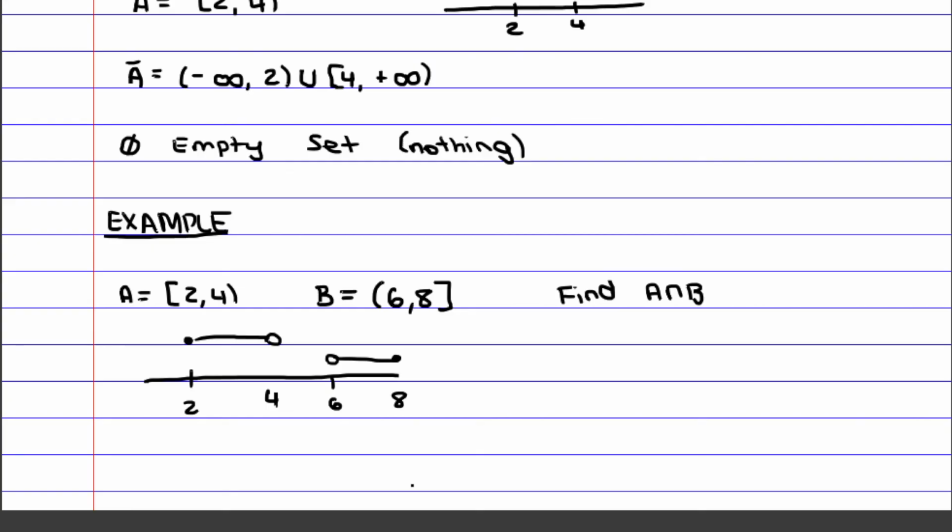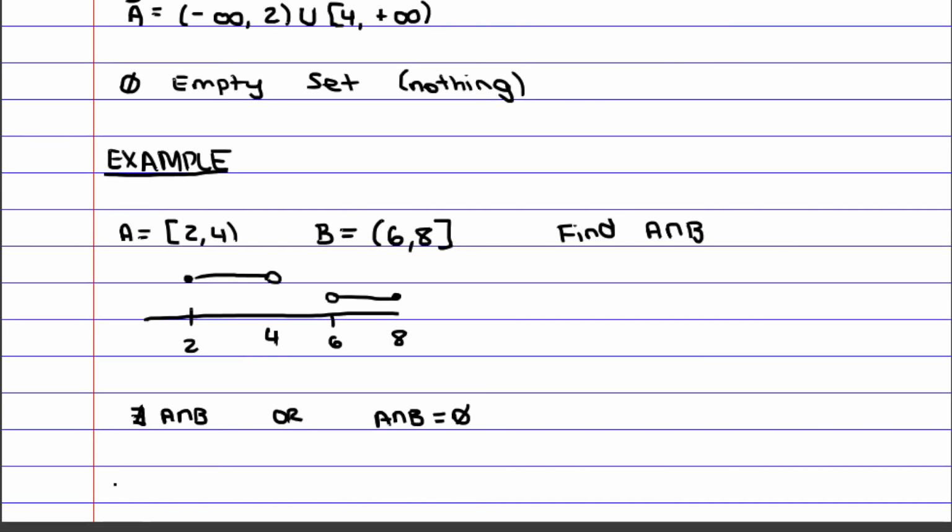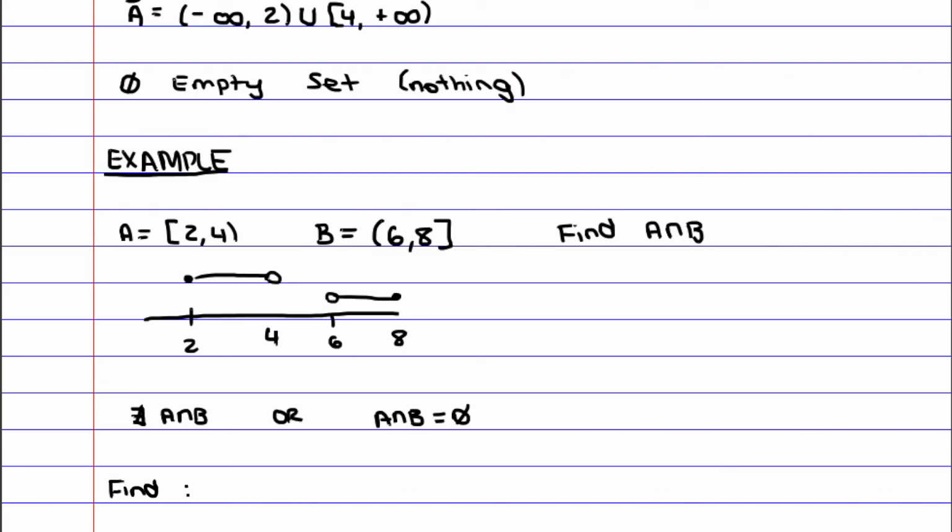Since they don't actually have anything in common, they don't overlap, we would say that the intersection does not exist. So we can either write that as the backwards E with a line through it, intersection of A and B, or we can say that their intersection is equal to the empty set, meaning that it's equal to nothing since it doesn't exist. And if instead they wanted the union, we would take everything that's in either A or B or possibly both. So that would literally just take A and B with a union in between. That would be 2 included to 4 not included, union 6 not included to 8 included.